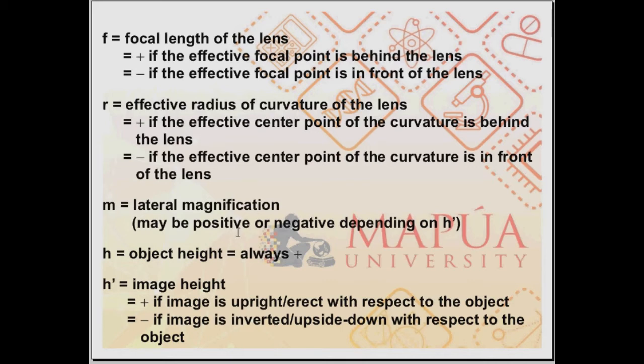m is still the lateral magnification, just like with mirrors. Again, m may be positive or negative depending on h'. The object height h is always positive. h' is always with respect to the object height h. If the image has the same orientation as the object, h' is positive. But if the image is inverted or upside down with respect to the object, h' is negative.